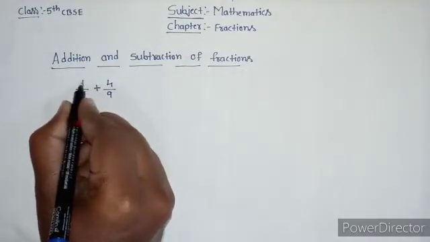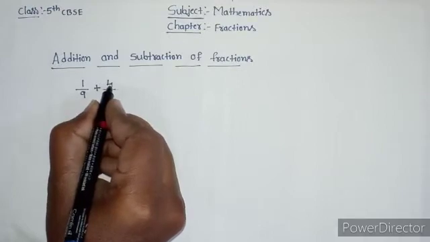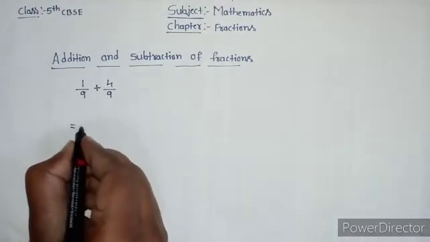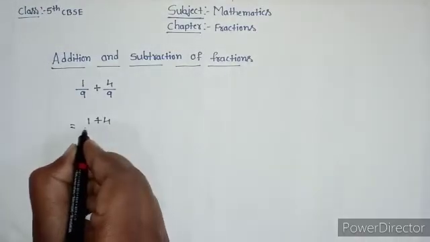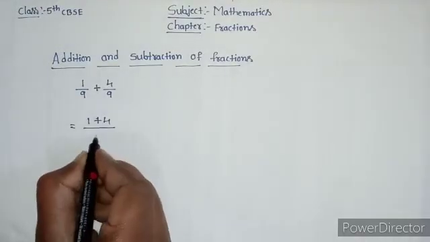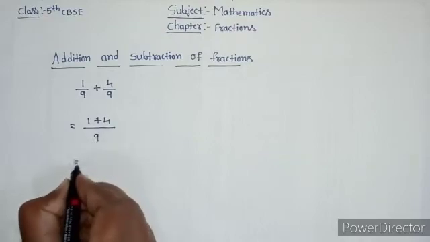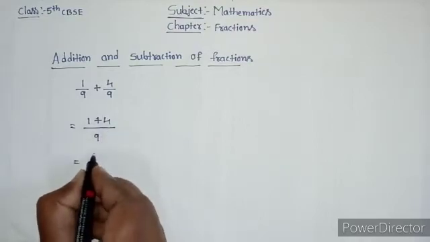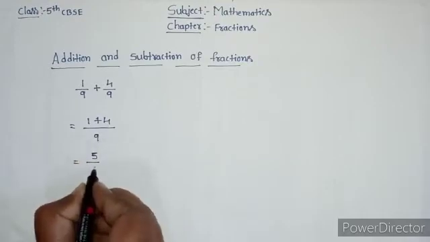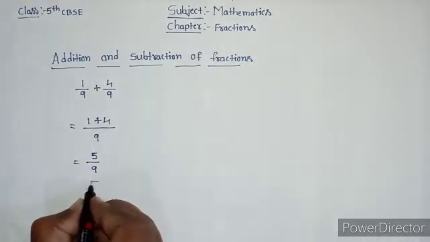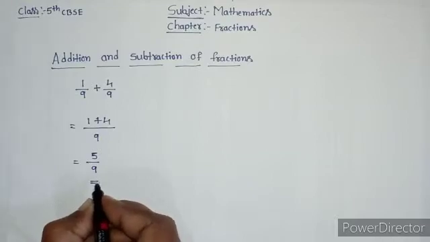Here the numerators are 1 plus 4. So add the numerators only, 1 plus 4, and write the denominator as it is. So 1 plus 4 is 5, and 5 over the denominator 9. So we got 5 over 9. This is the addition of like fractions.